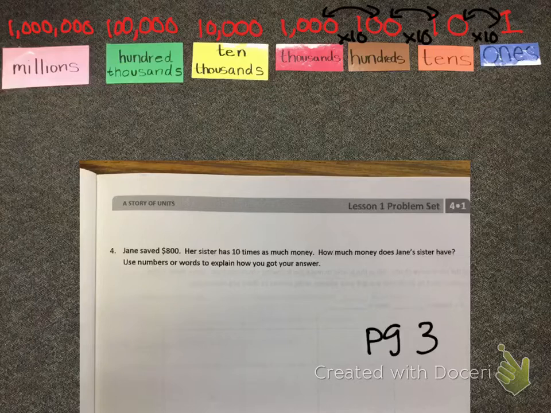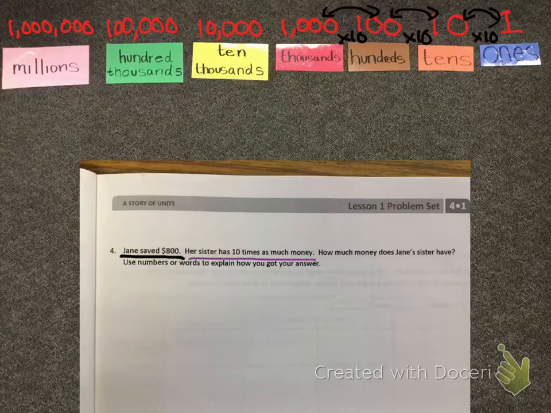We're starting off with Jane saved $800. I want you to use your place value chart, just like I'm doing with my own, to be able to solve this problem. Okay? Cool. So let's get into the problem. Jane saved $800. A lot of money. Her sister, though, her sister has 10 times as much money as Jane does. How much money does Jane's sister have? That's our main question that we're trying to answer.